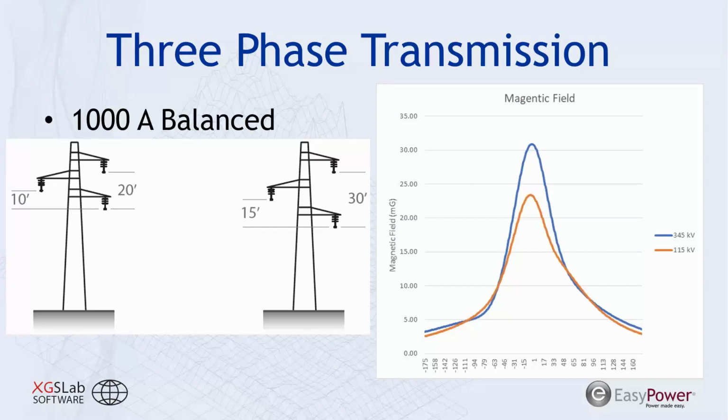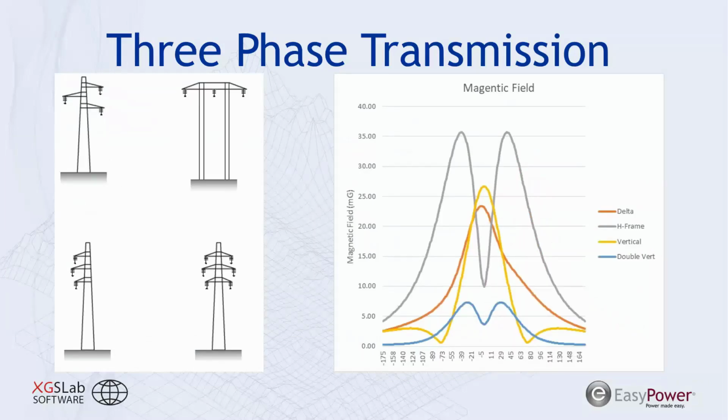And it should not be a surprise to say that when you change the geometry of those phase conductors, you're dramatically affecting what that magnetic field looks like along the right-of-way. So again, we have our orange line representing our delta transmission line configuration. Our horizontal or H-frame configuration is represented by this gray line, and we can see much greater magnetic fields along the right-of-way. And this is because we're not seeing as much phase cancellation or magnetic field cancellation between each of these phases. Looking at the vertical configuration of the transmission line, we see this yellow line here.